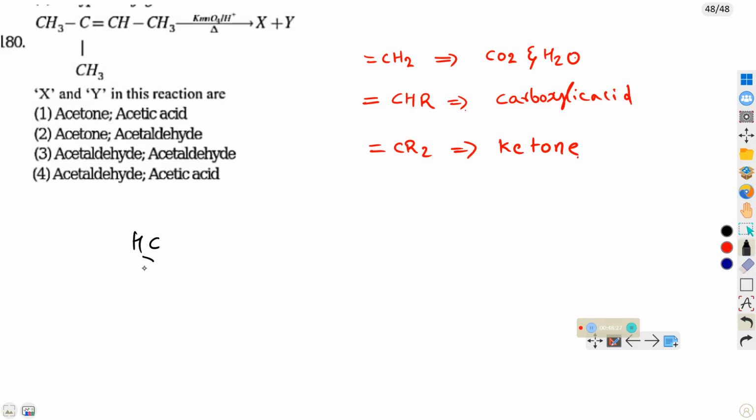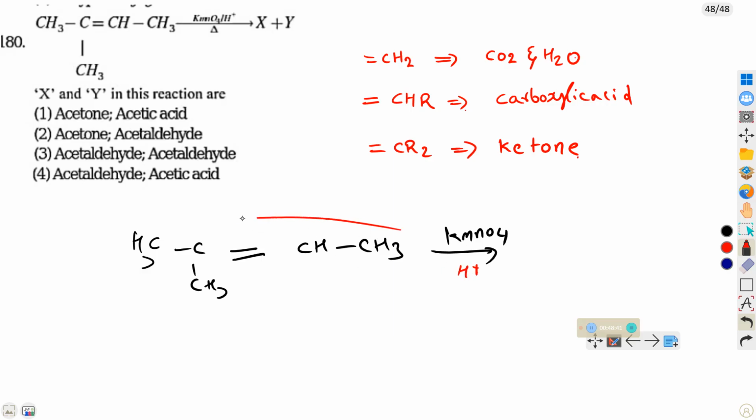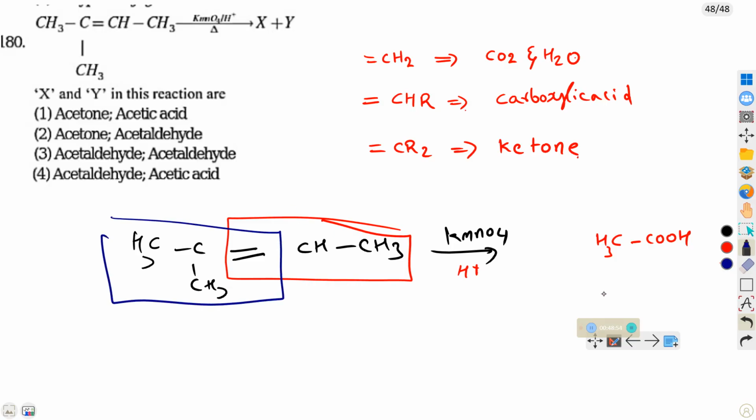CH3 double bond CH3 reacts with KMnO4. In the reaction with KMnO4 in acidic medium, the double bond =CHR group is oxidized to carboxylic acid, converted to CH3COOH. The double bond =CR2 group is converted to ketone, CH3COCH3. That means acid plus ketone. First option.